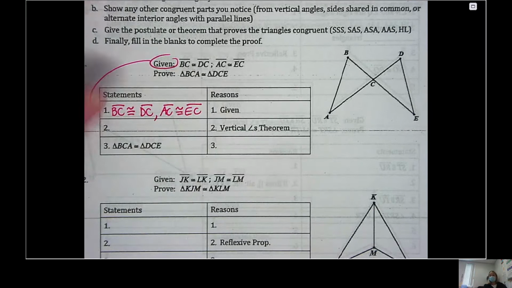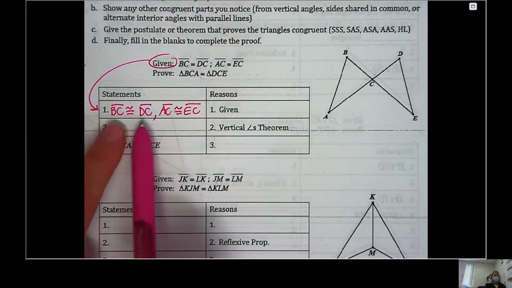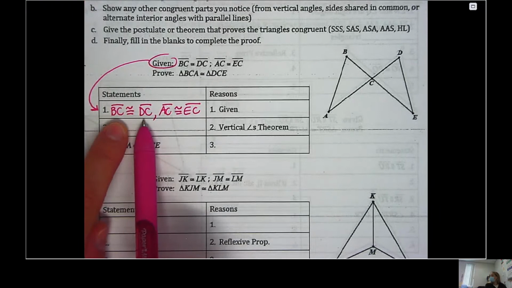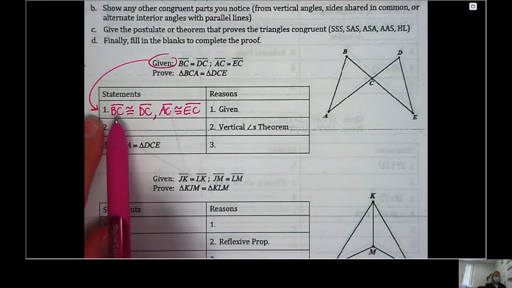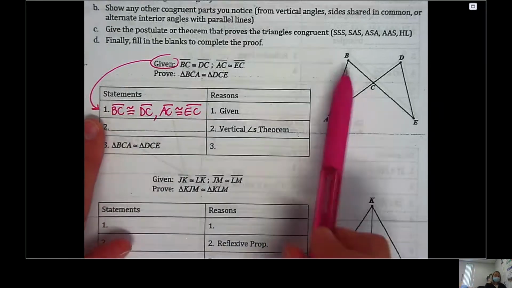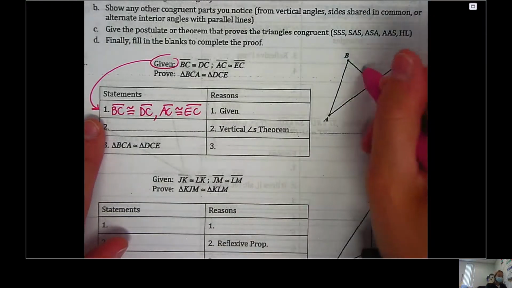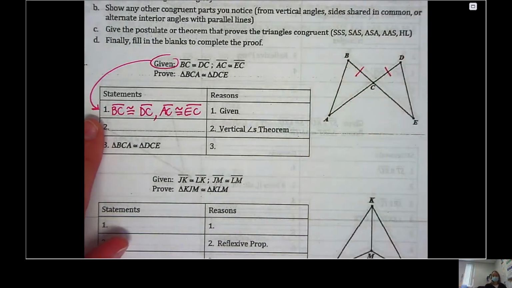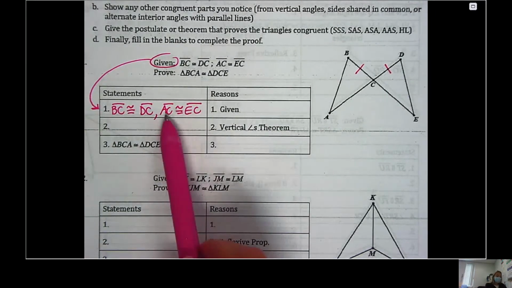Now we're going to mark that in my picture. So are these sides or are these angles? That's given to me. Sides. So should I have a tick mark or an arc mark? Tick mark. Okay. So we're going to mark BC and DC. So here's BC, DC. I'm going to put 1 tick mark on each one. The next one is AC and EC.